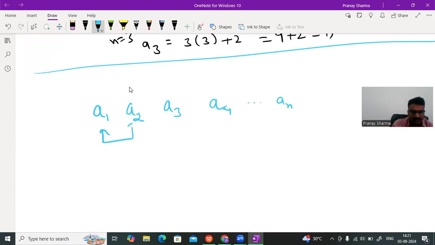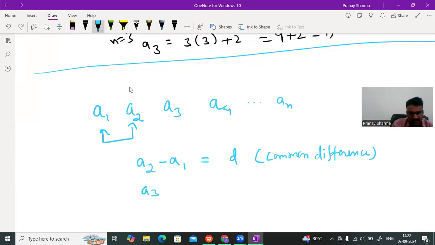If you take the first two terms, then A2 minus A1 will give you what? D. Rather than this, I should be referring to this as CD, which is common difference. But we will be only writing this as D, small d, right? We will not be writing this as CD.